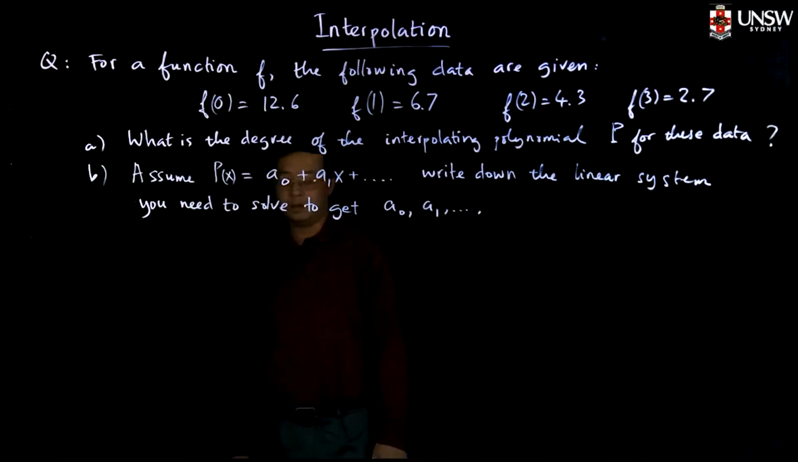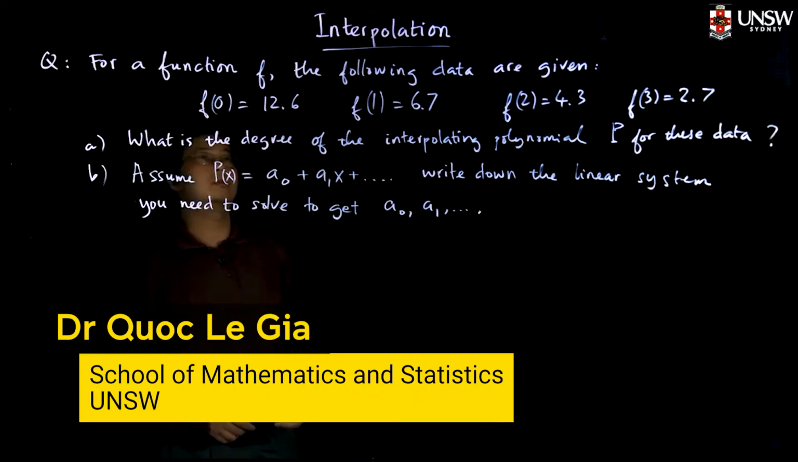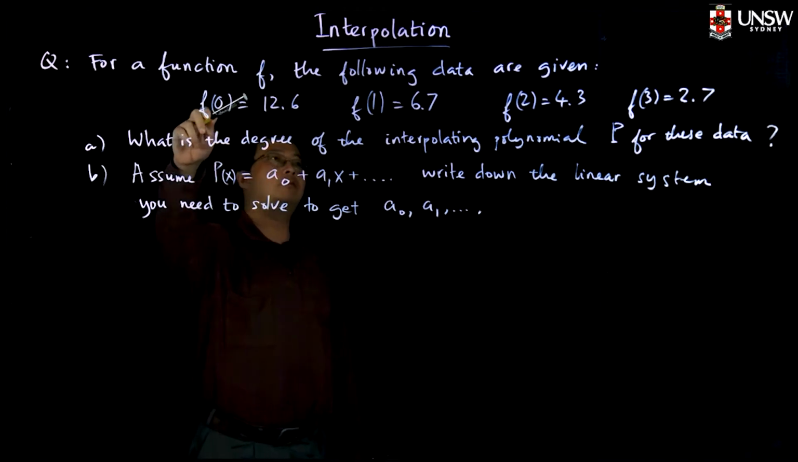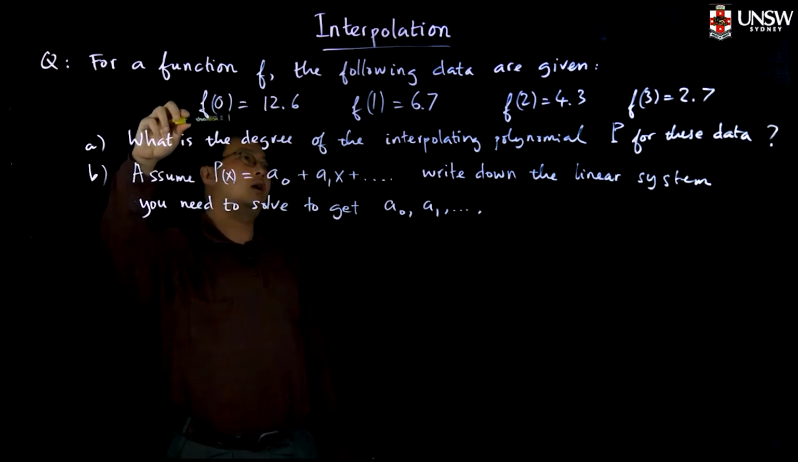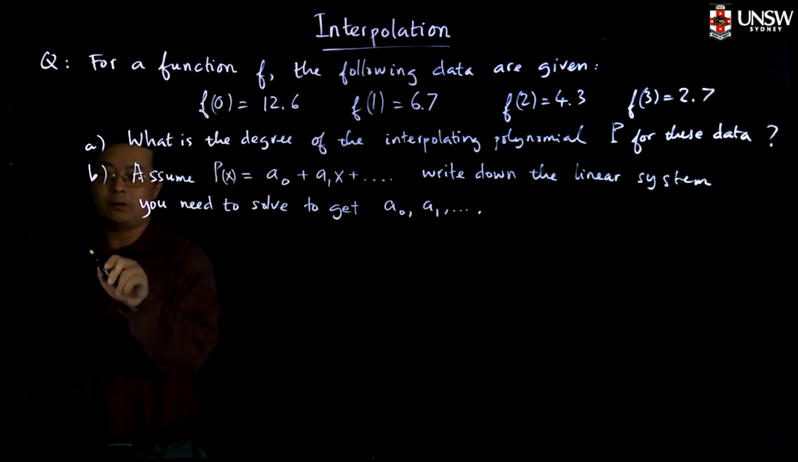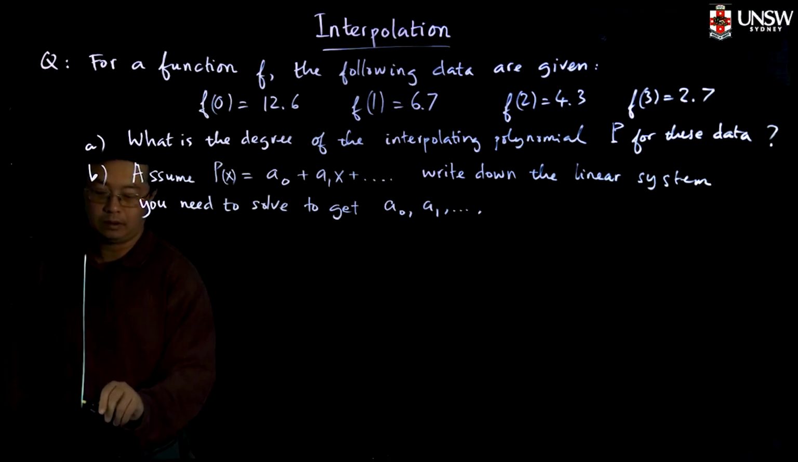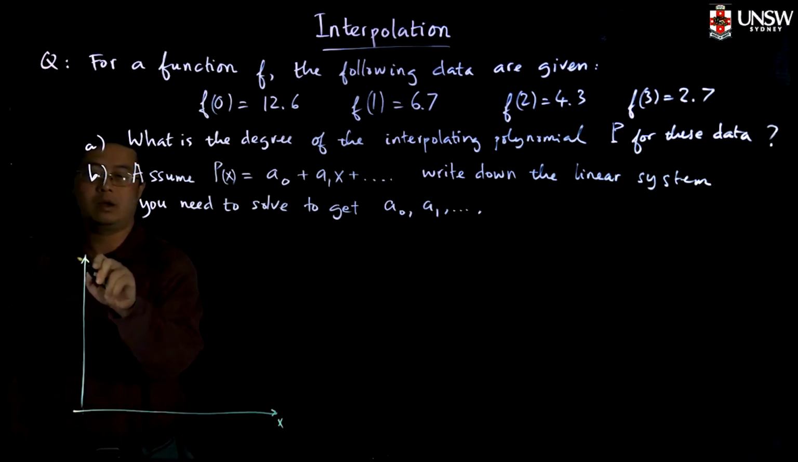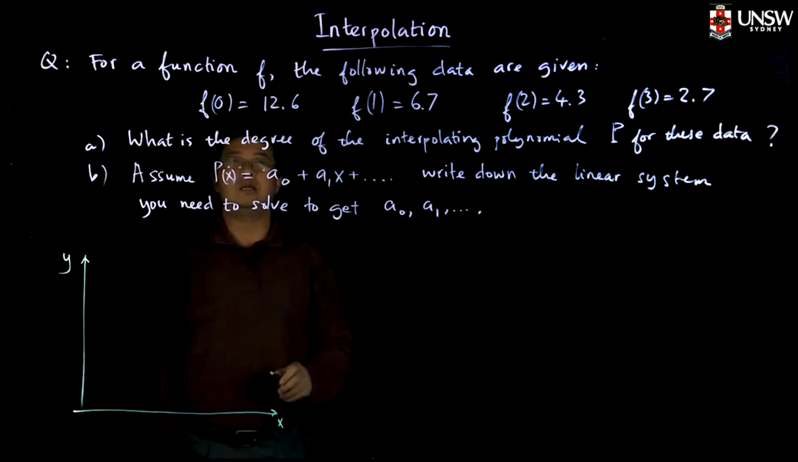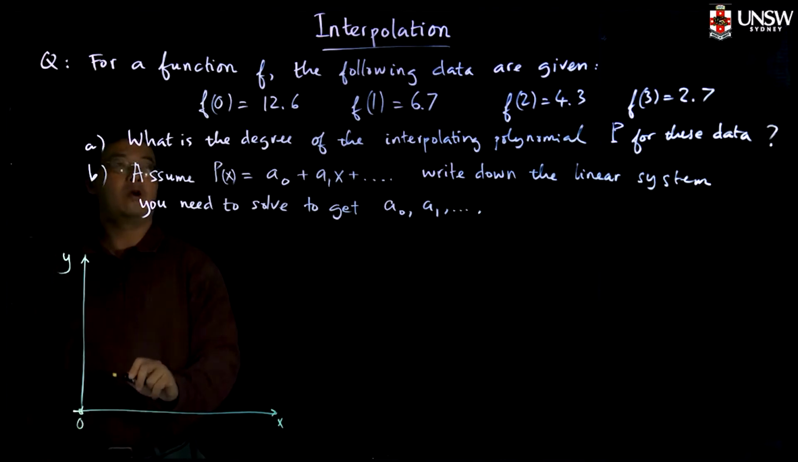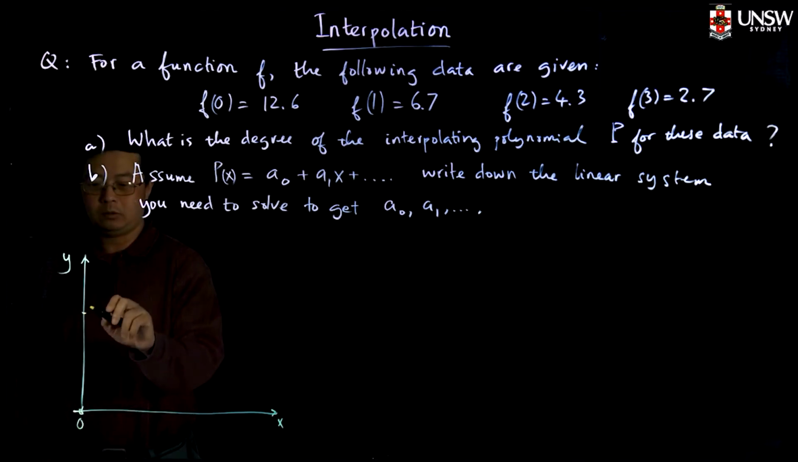Okay, so we are going to talk about interpolation. Suppose you have an unknown function f, but you are given 4 data points. Suppose I plot the data. This one is x, and this one is y. And you have the value at 0, which is 12.6, so somewhere here, 12.6.